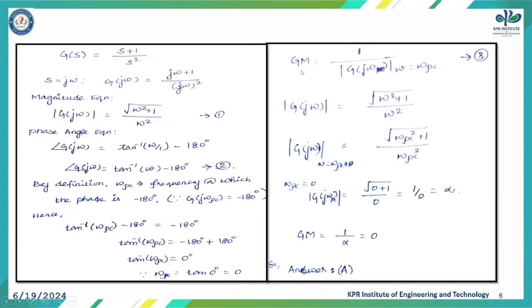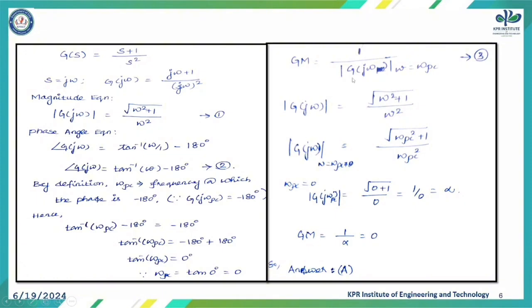Next, we know that the gain margin is defined as the reciprocal of the magnitude of G of j omega at omega equal to omega pc. That is the definition for gain margin. We know that the magnitude of the given transfer function, modulus of G of j omega, is equal to square root of omega squared plus 1 divided by omega squared. That's why we have written it here like this.